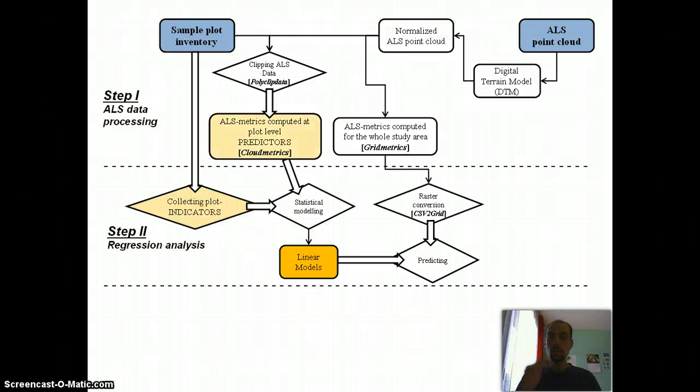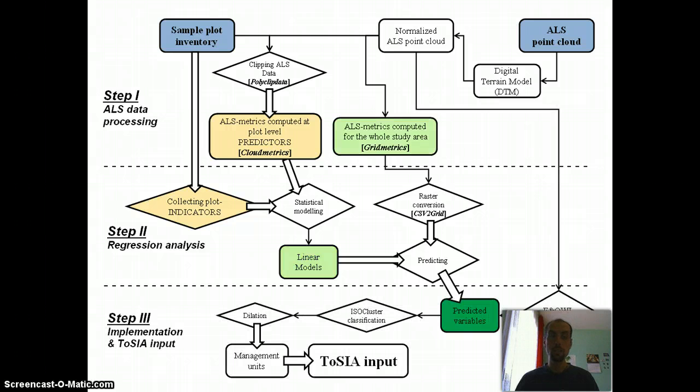So moving now into the second step, that corresponded to the regression analysis and the creation of linear models. And as you can see here, colored in orange, for the creation of these models, I used two types of input data: all those measurements collected directly in the field, and all those metrics derived at the plot level. So once these models were fitted, they were implemented into the whole study area in the third step.